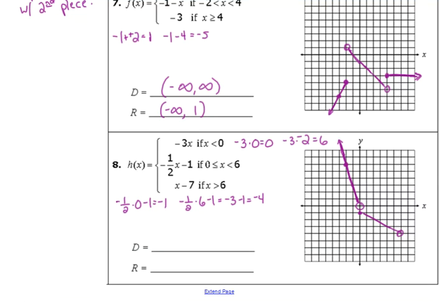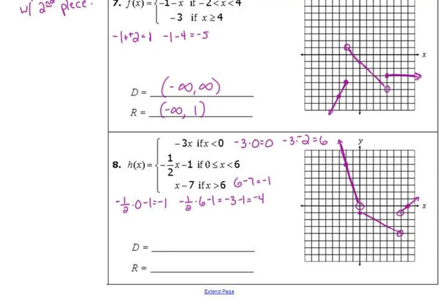Last piece, plug in the changing point, plug in 6. 6 minus 7 is -1. Open circle, 6, -1. Plug in 7. 7 minus 7 is 0. So that's what the last piece looks like. To the right, x is greater than 6. To the right of 6, it looks like that.